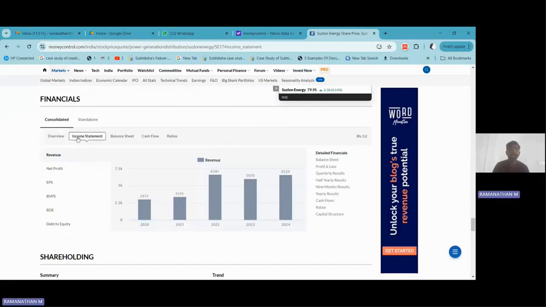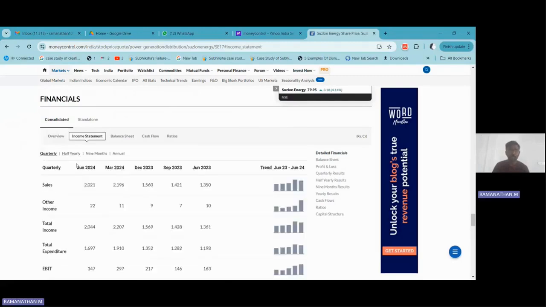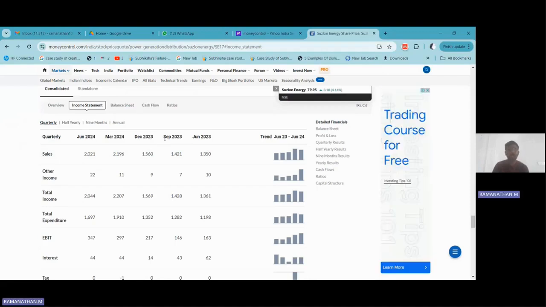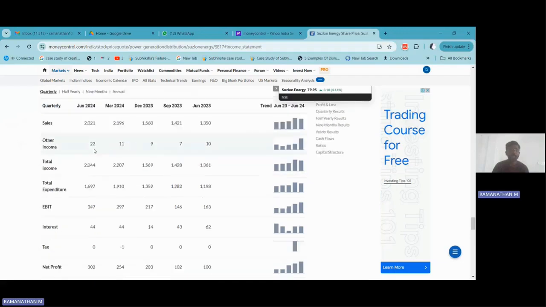If you take the income statement, as I told you, every quarter there will be a report submission. If you take April, May, June, you will have one audit. July, August, September you will have one audit. After September, October, November, December you will have one more, and at the end, March. Fine. So the income statement of any company will be like this.